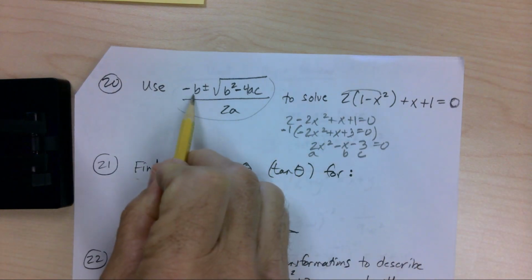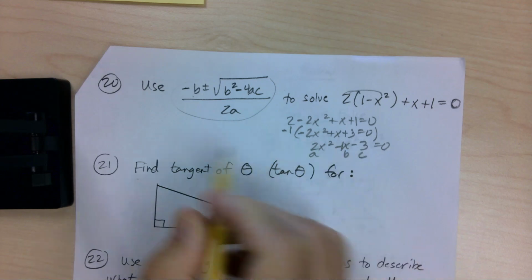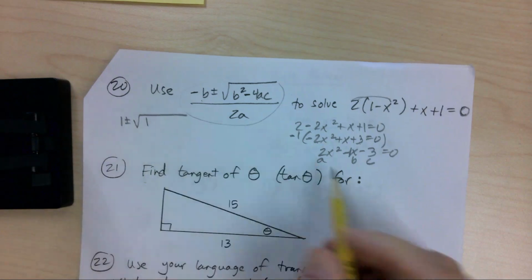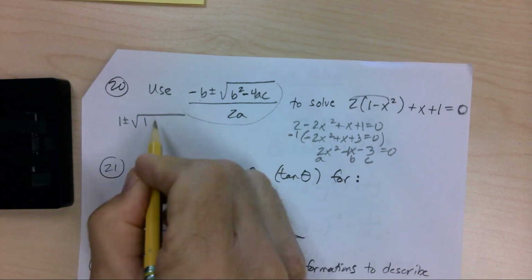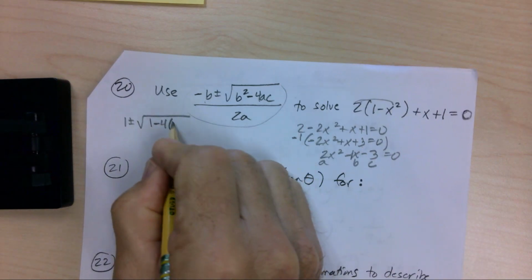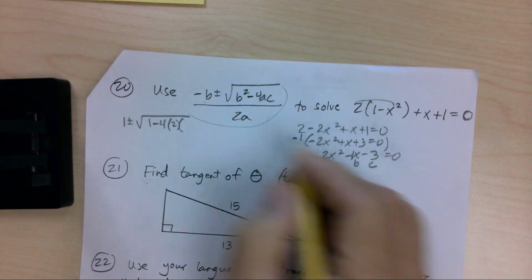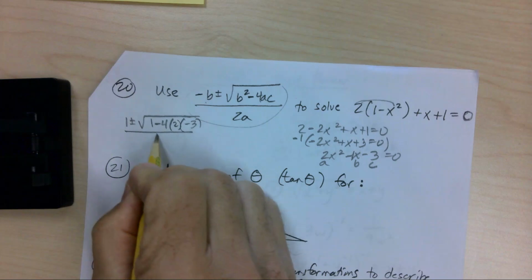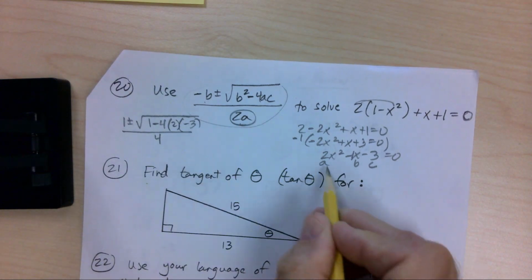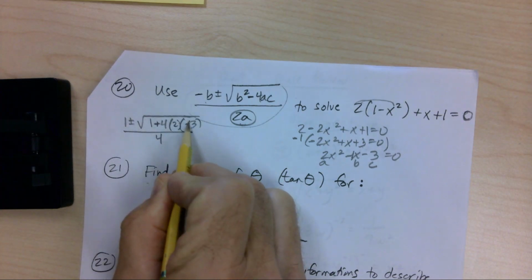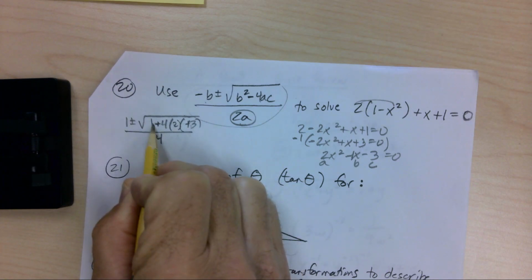So the opposite of b, the opposite of negative 1 is 1. And then b squared is 1, because that's negative 1 times negative 1. Minus 4 times a times c, which is negative 3. All over 2a, which would be 4. You got a double a. So 2 negatives makes a positive. So it's really 4 times 2 times 3, which is 24, plus 1 is 25.